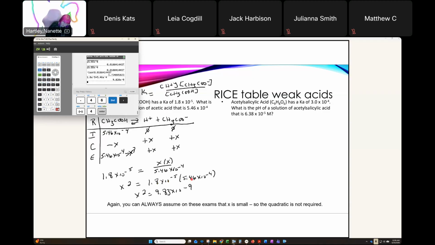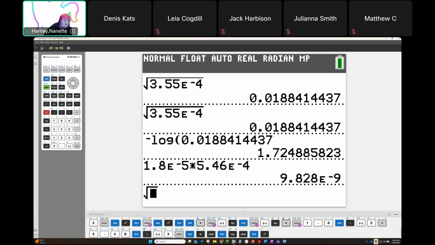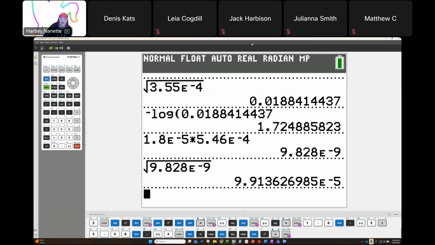Now, if that's the case, I can take the square root of both sides. Then my X would be equal to, and that's the wrong one. I did it again. I hate when I do that. It's too big. Here, it's much better. And that then gives me 9 point.